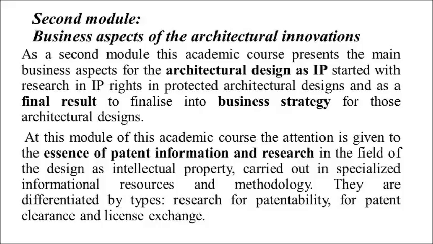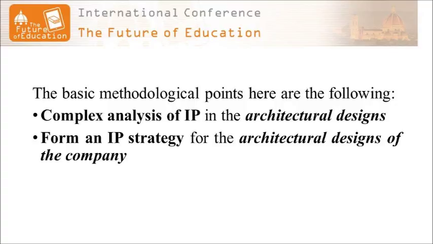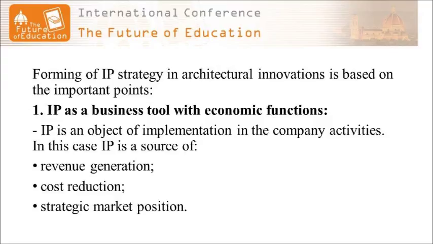In this module of the academic course, the attention is given to the essence of patent information and research in the field of design and intellectual property, and specialized information sources and methodology. They are differentiated by types: research for patentability, for patent clearance, and license exchange. The basic methodological points here are the following: complex analysis of intellectual property and forming an IP strategy for architectural designs of the company. Forming of intellectual property strategy in architectural innovations is based on the following important points.